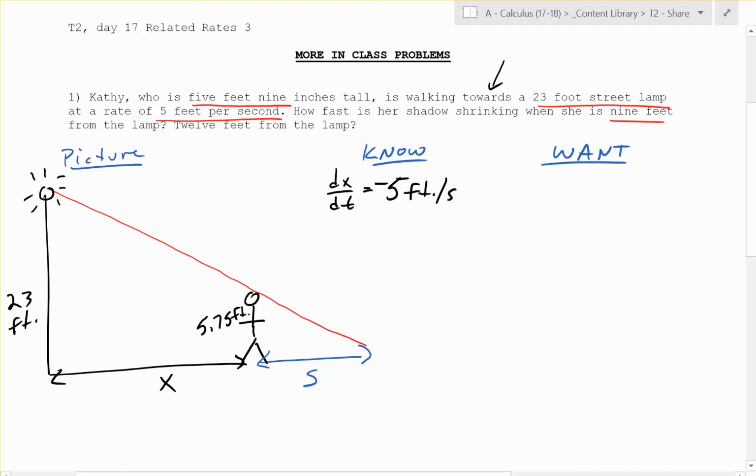She's walking towards there. What do we want? How fast is her shadow shrinking when she is 9 feet from the lamp? So we want ds/dt, and that should be negative, when x is 9 feet. So we know something about dx/dt, we want something about ds/dt, so we need a relationship between x and s. So we need our equation to link together x and s. This is where it gets pretty fun. We need to come up with a relationship, and this is going to have to do with similar triangles.